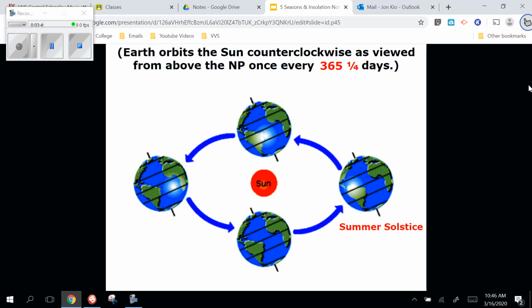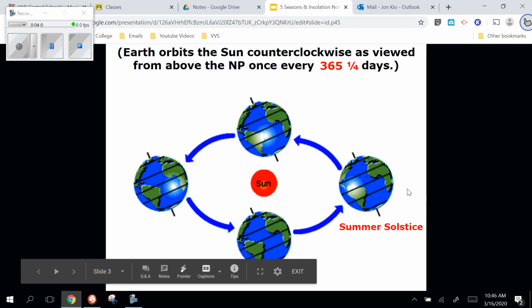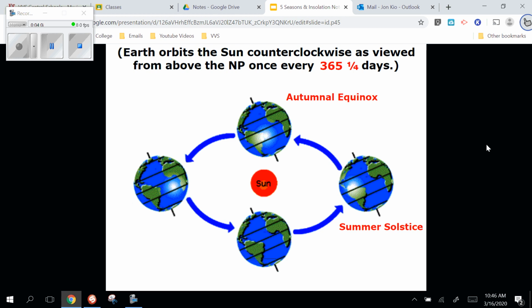So there's our summer solstice. How do I know the summer solstice is here? Because the northern hemisphere is tipped toward the sun. So the northern hemisphere is getting summer. Southern would be getting winter. And then we move counterclockwise. Summer, 3 months later, is fall or autumn. 3 months later is winter. 3 months later is spring.